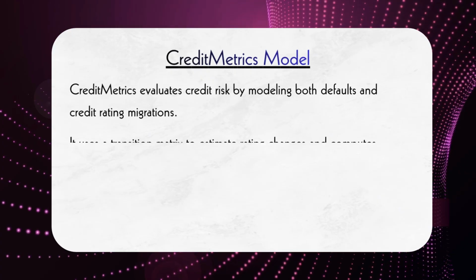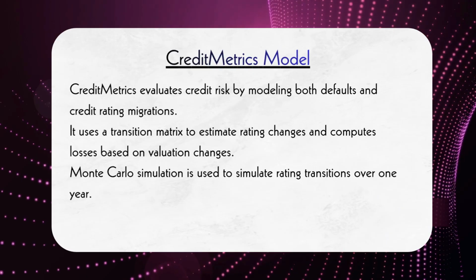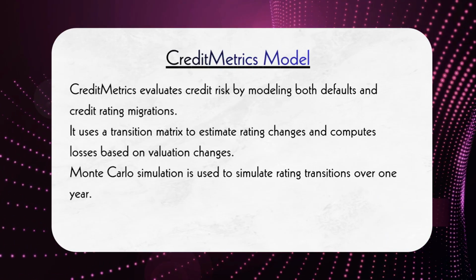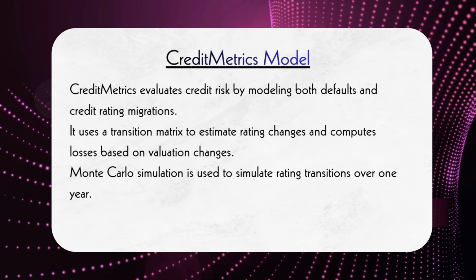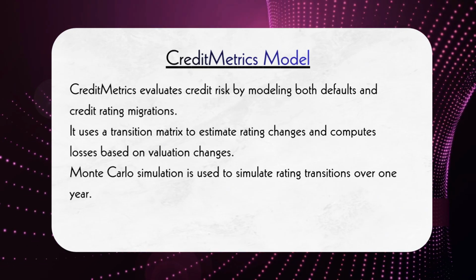Now let's talk about the CreditMetrics model. Unlike Vasicek and CreditRisk+, this model considers not just defaults but also credit rating migrations. It uses a transition matrix to estimate how credit ratings change over time. Then, using Monte Carlo simulation, it calculates the value of assets under different rating scenarios.